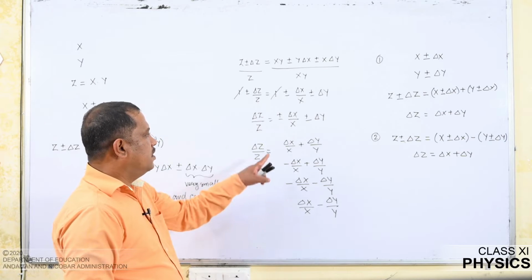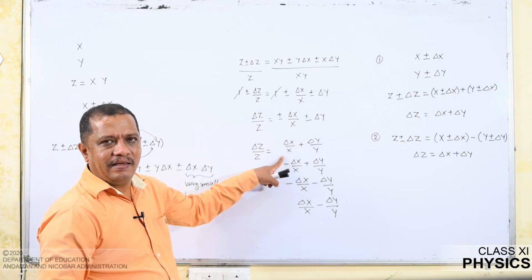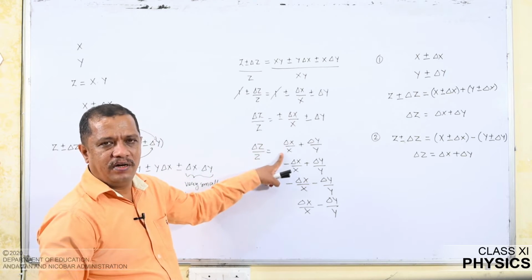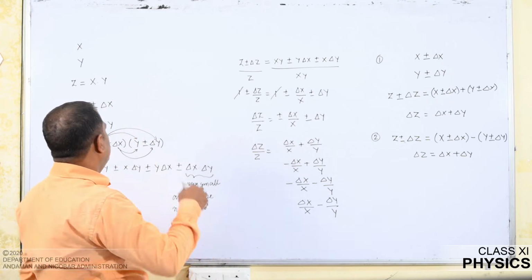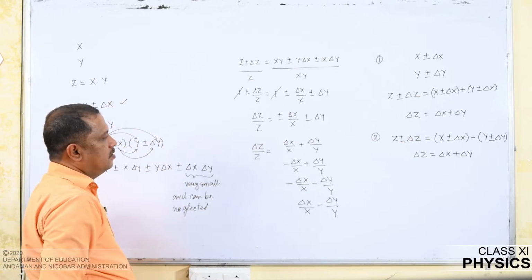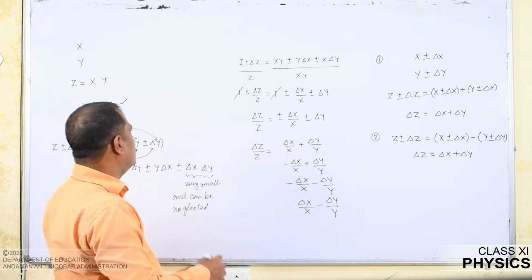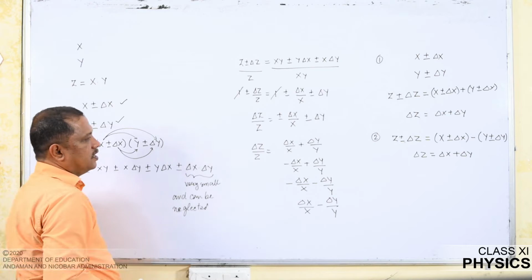Now, delta x by x is called fractional error, as we have already seen. So, this is the fractional error of the measurement of this physical quantity, and delta y by y is the fractional error of the measurement of the other physical quantity.